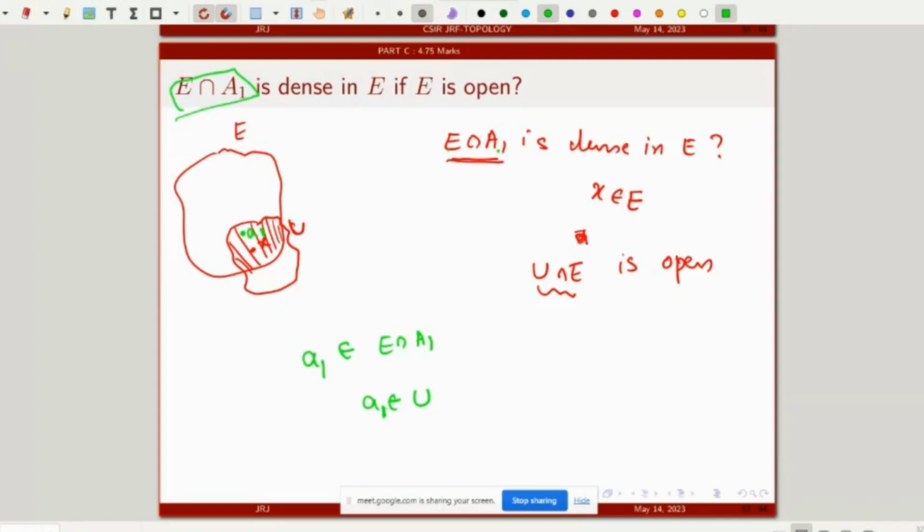Since option 2 is true, option 4 will also be automatically true. Can you please repeat the option?